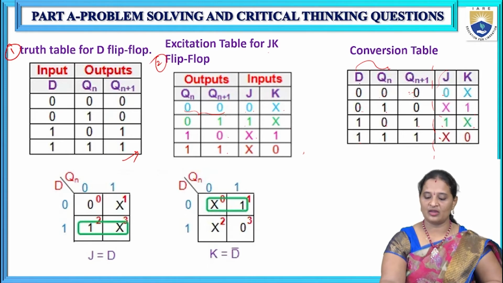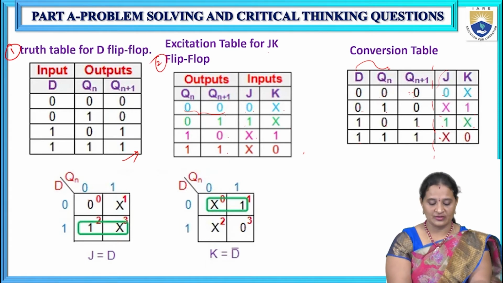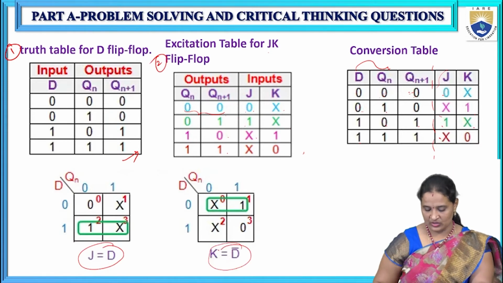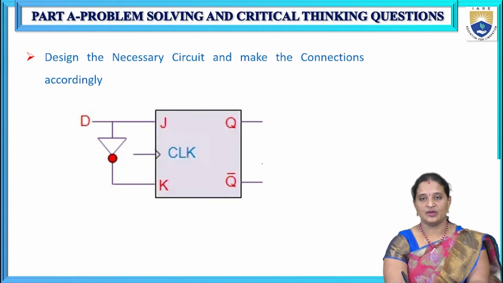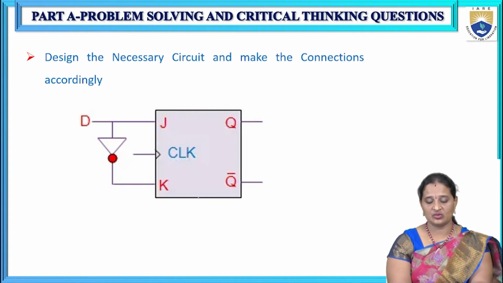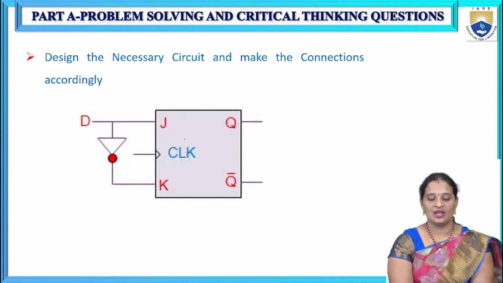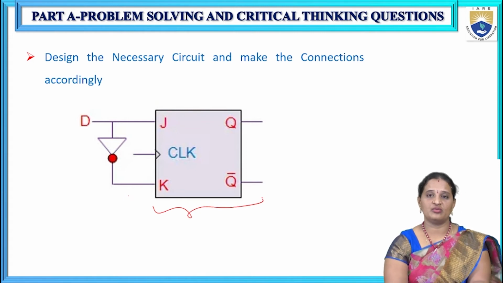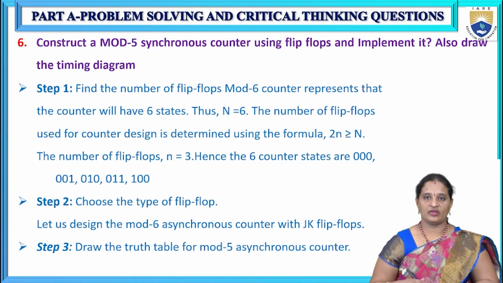How many variable K map do we require? Only one input and one present state, so a 2 variable K map is enough. This is the K map, this is the value of J and this is the value of K. Once we have the J and K values, draw the circuit. J is equal to D and K is equal to D bar. As the available flip-flop is JK, first draw the JK flip-flop and give the J and K inputs in terms of D. So this is the conversion of JK flip-flop into D flip-flop. Like that you can convert any flip-flop into any other type by following that procedure.